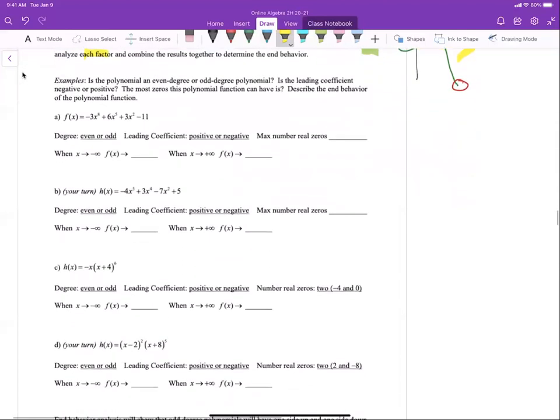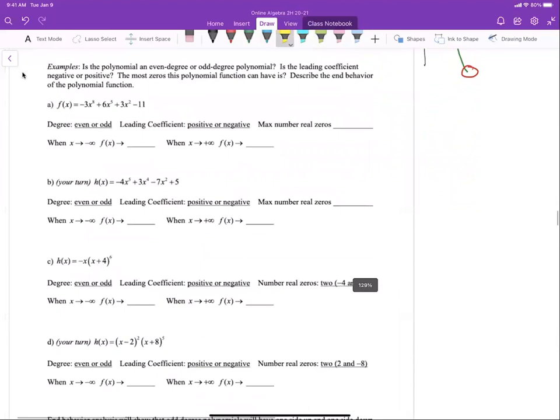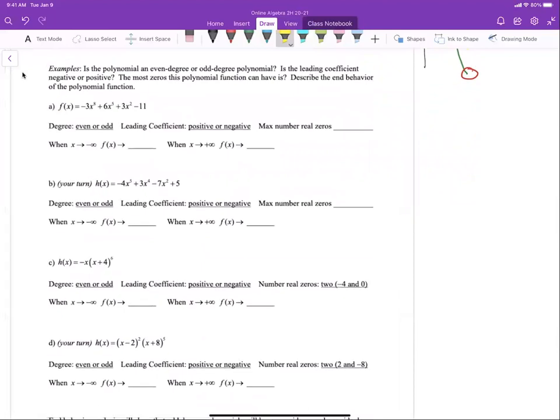All right, is the polynomial an even degree or odd degree polynomial? Is the leading coefficient negative or positive? The most zeros this polynomial function can have is what? And then describe the end behavior of the polynomial function. All right, we're going to focus a lot on the first term. That's going to help us answer pretty much every one of these questions. Okay, so A, f of x is equal to what's given?